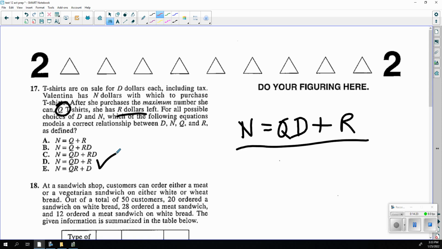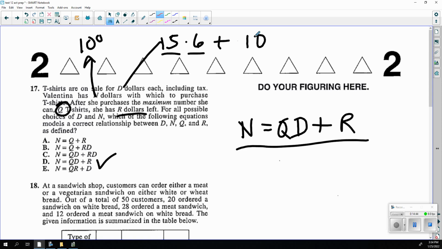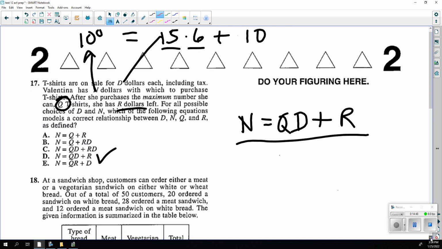Another way might be to think of having, make up a number, like I have $100 and t-shirts are 15 each. So if I bought 6 of them, 15 times 6 would give me how much money I would have left, which would be 10 to equal. So you can kind of talk your way into the solution too.